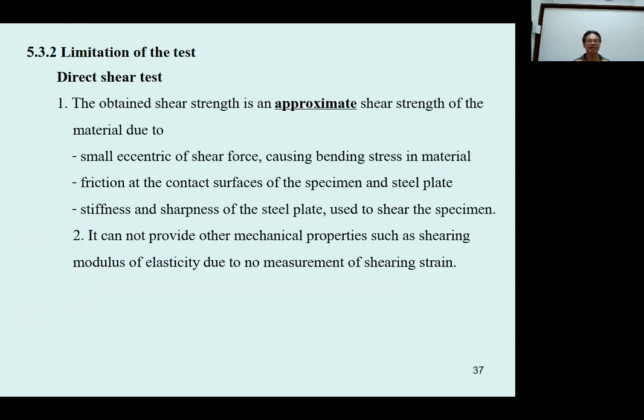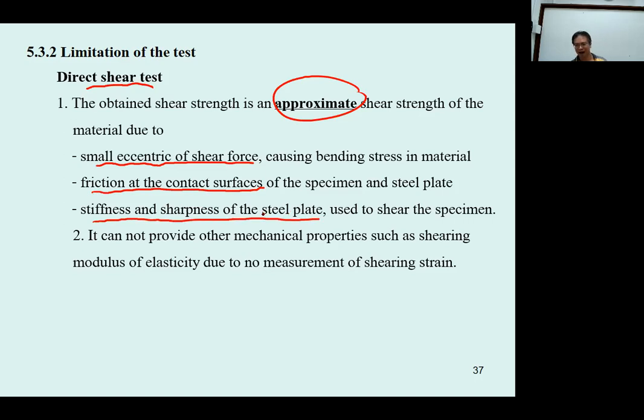And for the limitation of the test, the direct shear test gives only an approximation of the shear strength of the material, since there are major things such as the small eccentricity of the shear force, the friction of the contact surface, and the stiffness and sharpness of the steel head not being perfect. For the eccentricity, you may consider timber: you have the specimen like this, and then you lock the specimen like this, and then you apply the force here by the steel head.